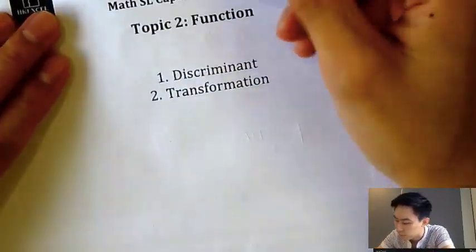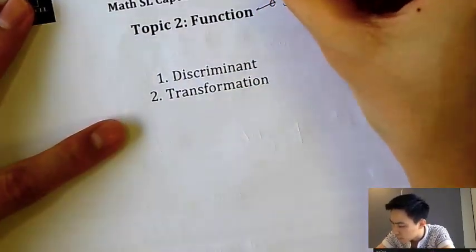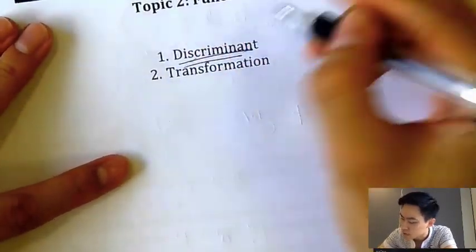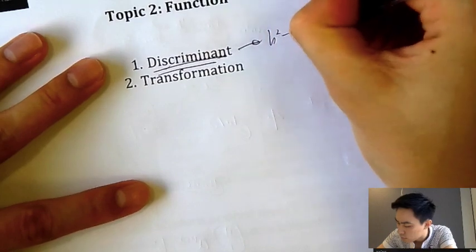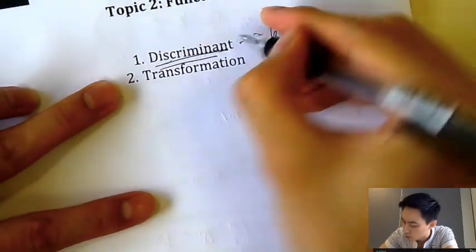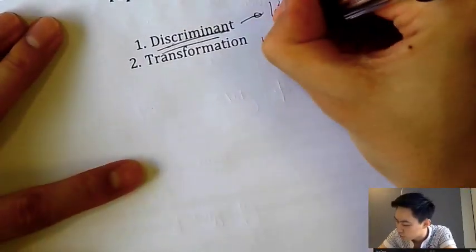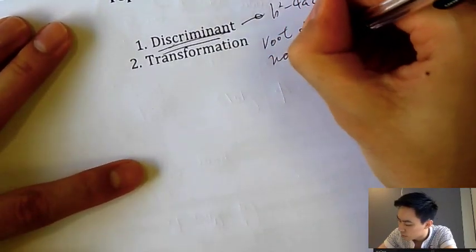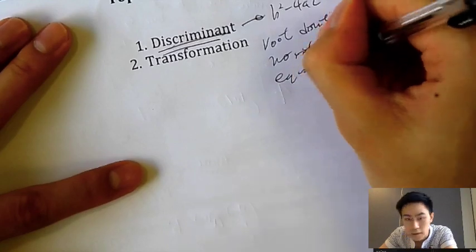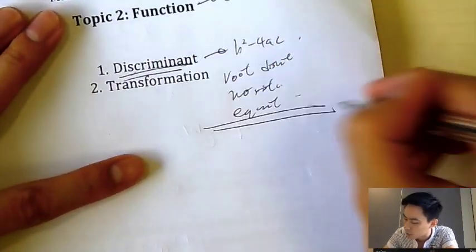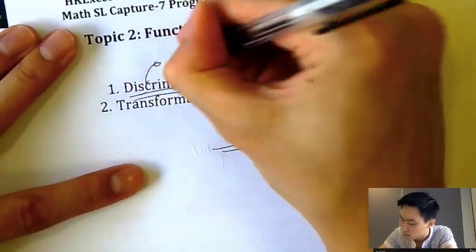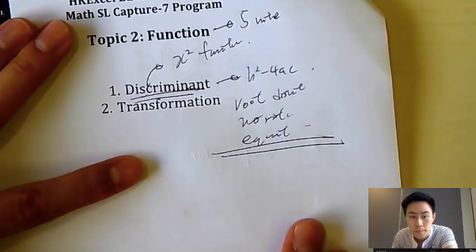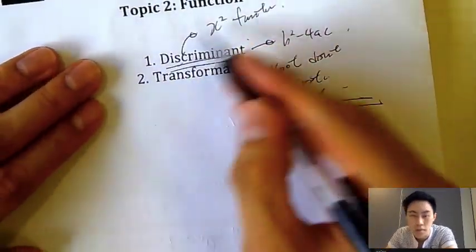So function, actually I got 5 notes for this one. But there are 2 important notes that you must know. Discriminant. So discriminant is all about b squared minus 4ac, yeah? And that determines the roots, whether distinct roots, no real roots, or equal roots. Always remember this only applies to a quadratic equation, an x squared function. If that's x cubed, then you cannot apply the discriminant.